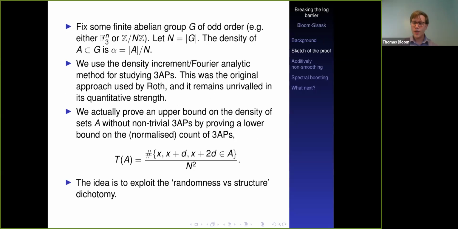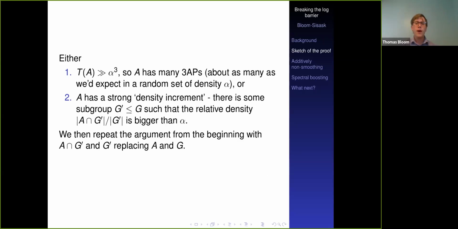Okay, so either we have many progressions, which means A looks like a random set, or, in this sort of randomness versus structure dichotomy, if A is not behaving like a random set, it should behave like a structured set. And in this context, that means that we expect A to have a strong density increment, which means that there exists some subgroup, say G prime in G, such that the relative density inside G prime, so if I look at the size of A intersect G prime compared to the ambient group G prime, is bigger than alpha, right? Which is quite atypical for a random set, for example. If I take a random set and I intersect it with a reasonably sized subgroup, I expect to still get density alpha. So this is some divergence from the random case, and it's some small amount of structure.